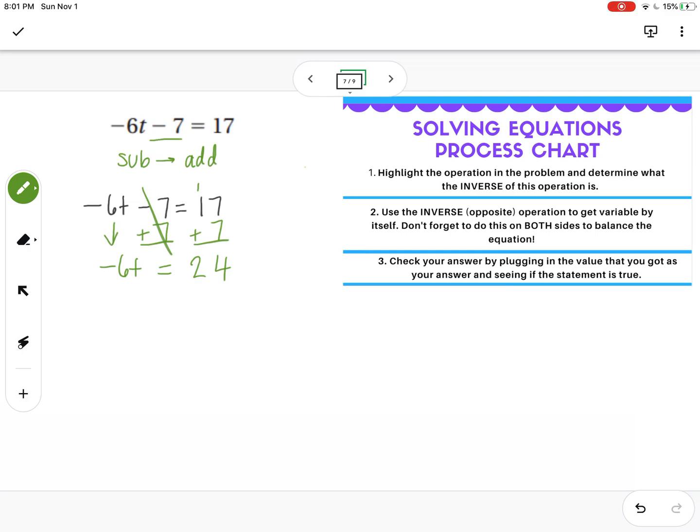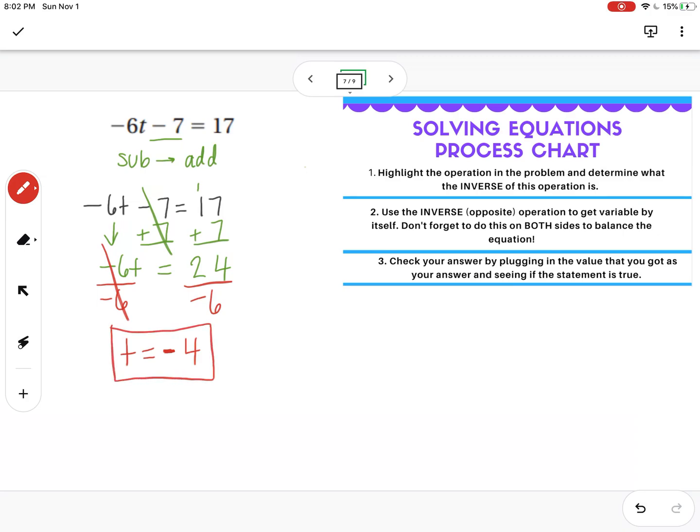So now we need to ask ourselves, what operation is going on now? Remember, a previous slide told us anytime a variable is next to a number, it means multiplication. So of course, the opposite of multiplication would be division, which means we have to divide both sides by -6. So -6 over -6 would cancel to 1, so we can cross that out. And we divide this side by -6 as well. So we are left with t equals, and of course, different signs means negative. So same signs positive, different signs negative. So this would give us negative, and then 24 divided by 6 would give us 4.